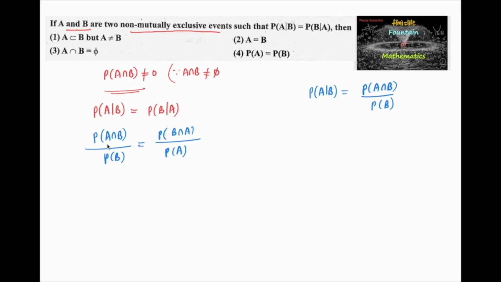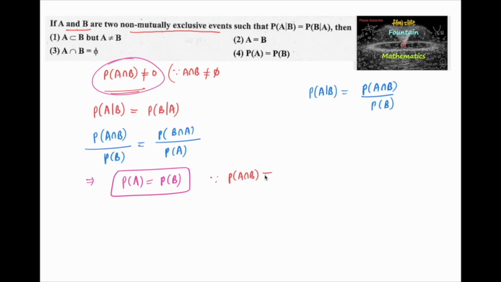So P of B intersection A and P of A intersection B are both the same, and it is given not equal to 0, so we can cancel them and write P of A is equal to P of B. So we can say that option D is the correct answer, since P of A intersection B is not equal to 0. Option D is the answer. 4.